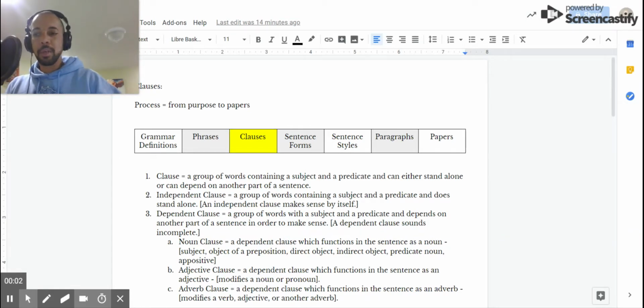Welcome back, everybody. We're going to finish our conversation about clauses. Just that quick reminder, we are talking about how every word that is spoken or written has a purpose. And we start with our basic grammar definitions.